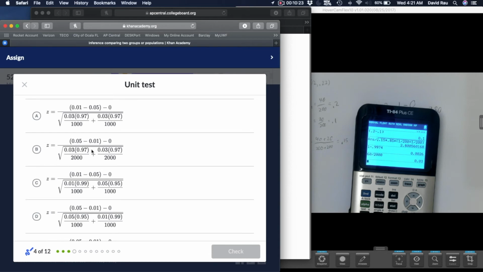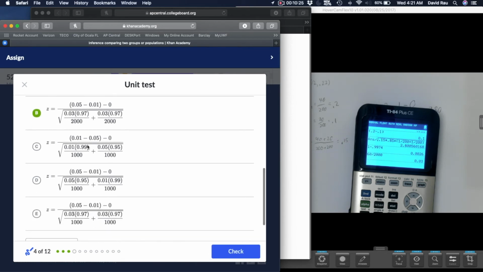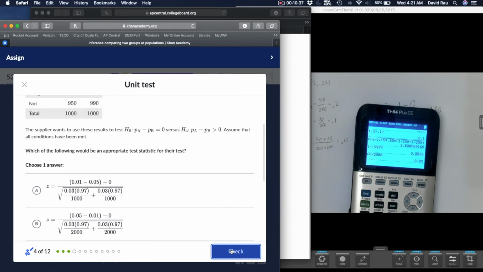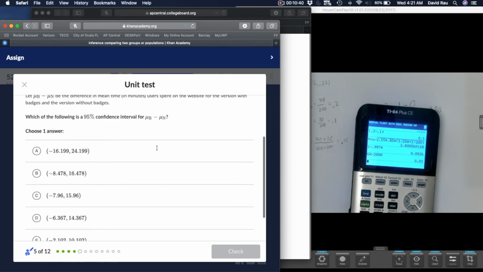and I should see my denominator based on p of c. So it looks like this is correct. Oh wait, no it's not, because it's over each individual sample size, which was 1,000 and 1,000. So this is our correct answer choice. So read through that again. I'm just trying to save some time and speed up, because somehow I've already taken up 10 minutes.